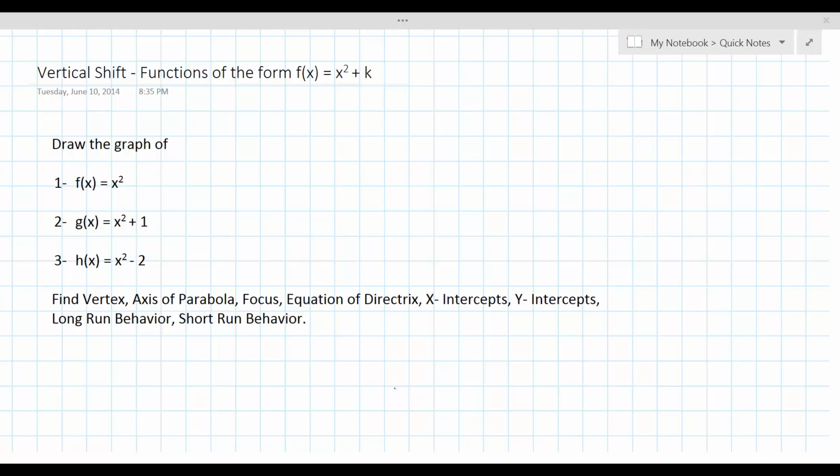In this lesson, we will study how vertical shift in the base graph y is equal to x square affects elements of the graph. So let's get started, first with drawing the graph of base function y is equal to x square, and then we will draw the variations, the vertical shifts of the base graph.